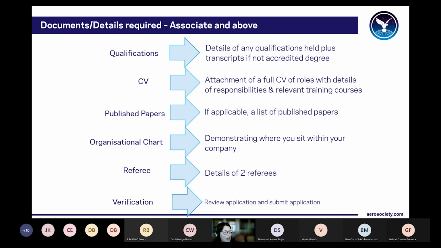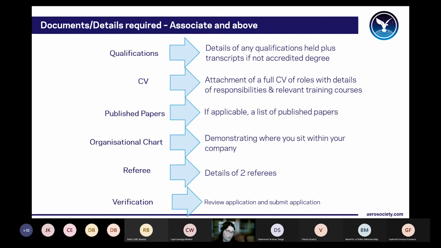relevant training courses. If you have published any papers, we do like to see a list of those, as well as an organization chart. Really what the committee is looking for here is to demonstrate where you sit within your organization, so who you report into and who your direct reports are. And then we do ask for details of 2 referees.